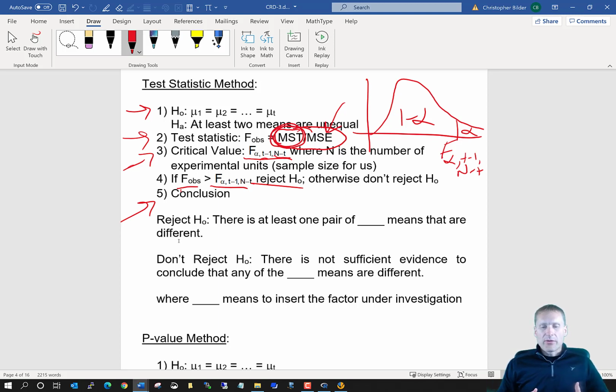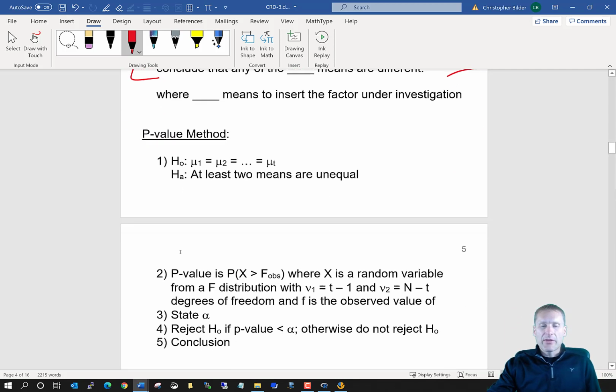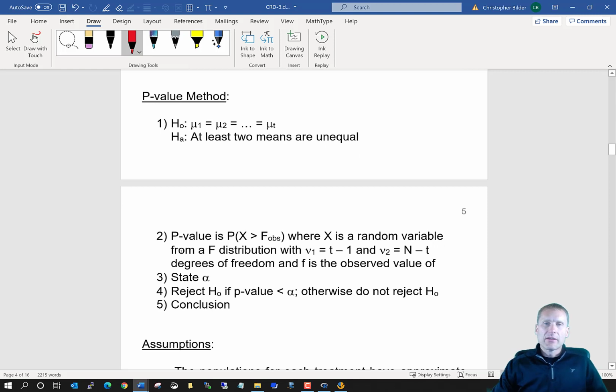If we reject H0, there is at least one pair of means that are different. But if we don't reject H0, there is not sufficient evidence to conclude that any of the population means are different. The key, though, is that you can use this as a template, but change certain elements of the template relative to the problem that we're investigating, like, for example, with the Wheaties cereals.